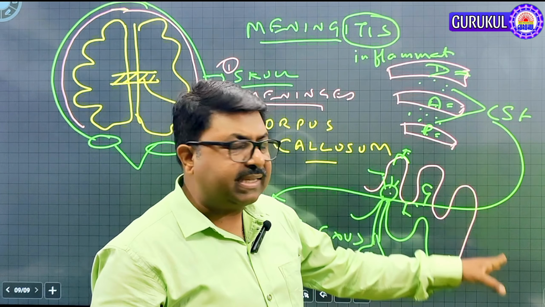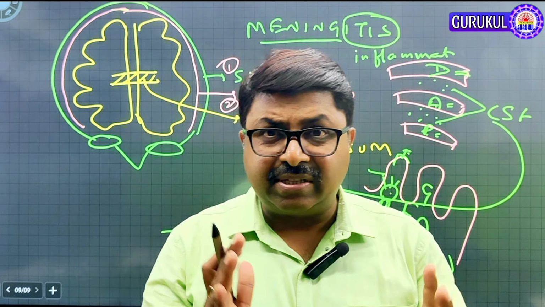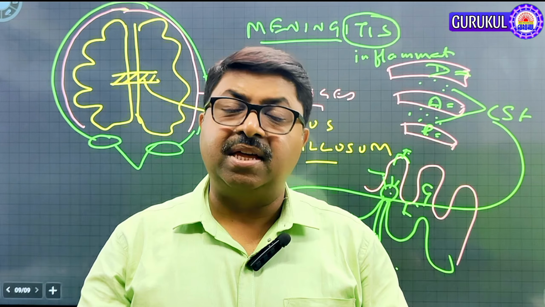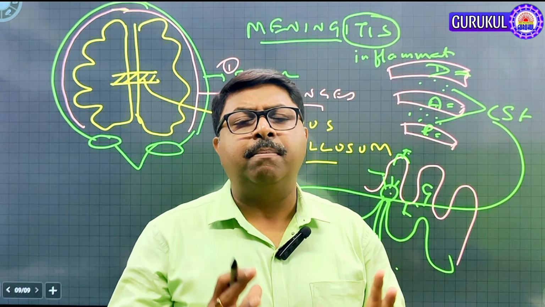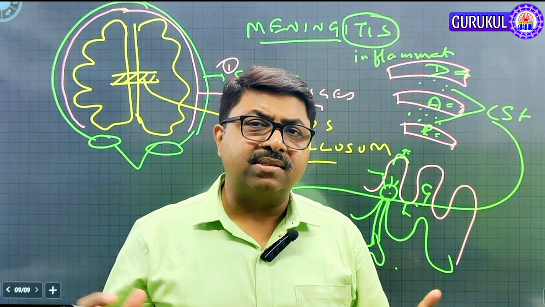More the gyri and sulci in the brain, more is the surface area for the neurons to be present. जितना ज्यादा सर्फेस एरिया बढ़ेगा उतना न्यूरॉन्स का नंबर बढ़ेगा. The more the number of neurons, the more intelligent that person is.